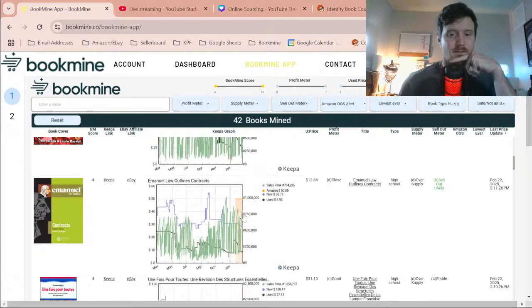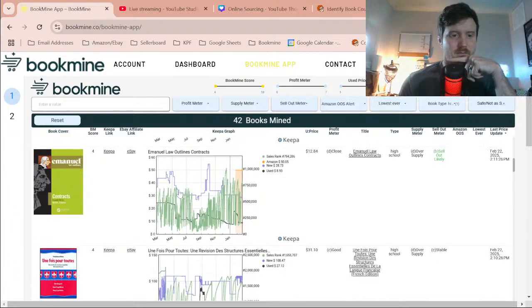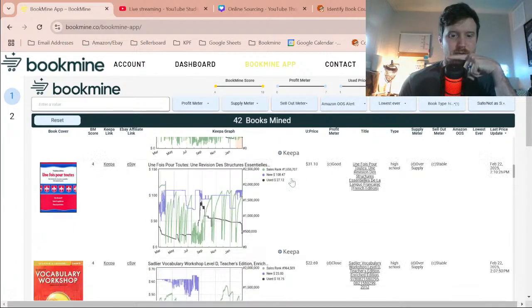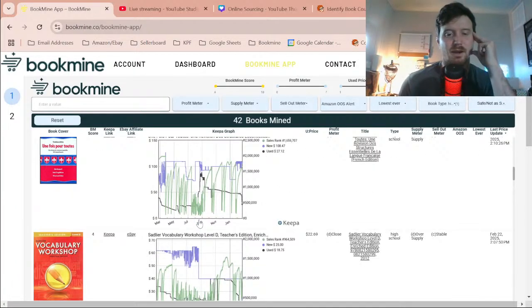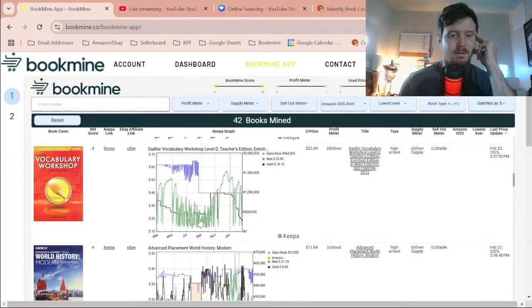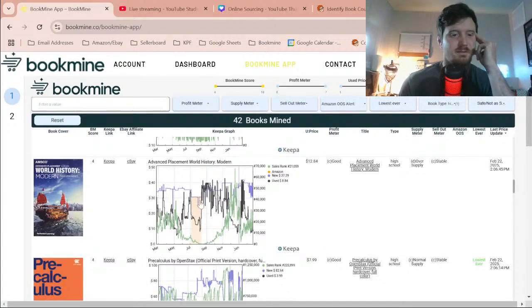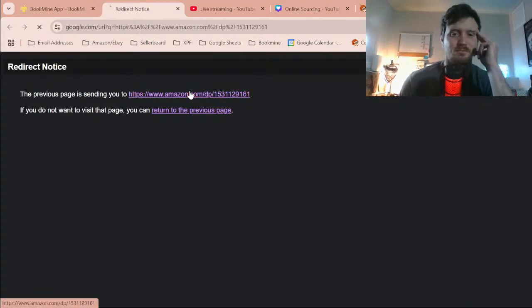Let's see. Emmanuel, no, I have not used the seasonal book types very much on Bookmine at least. I just filter it with the profit meter, and all these books show up. Oh my goodness, this is the dip I was talking about. No matter what the used offer count is on this guy, the used price is always going to pop up. Let's see, we can get it for $12.84.